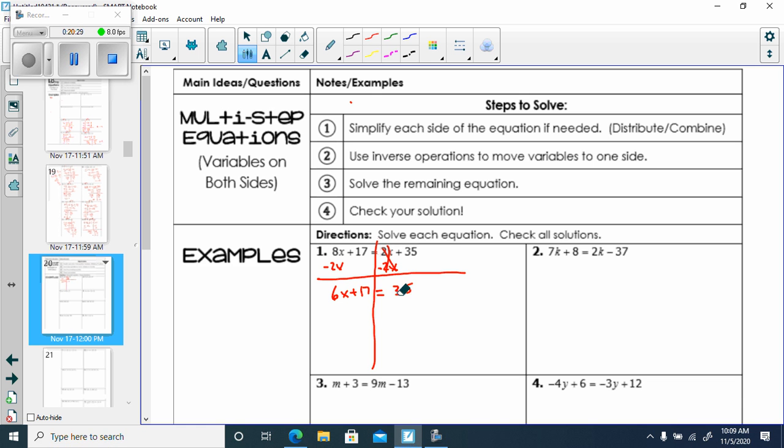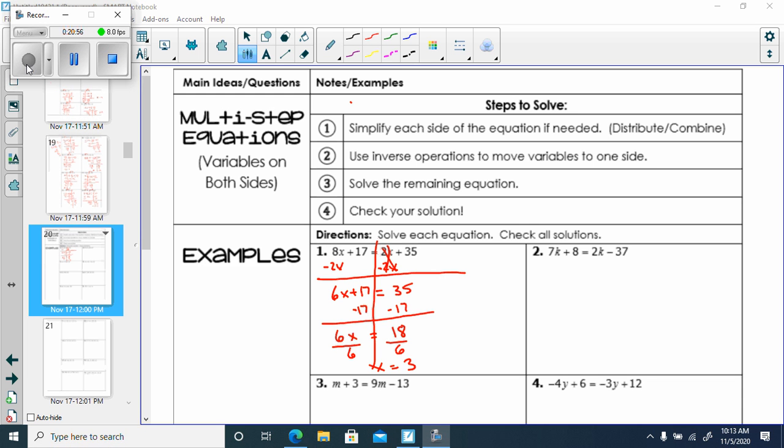Now, this is just down to a simple two-step equation. At this point, wouldn't I subtract 17 from both sides? 6x would give me 18. What do I do now? Divide by 6, and x is what? X is 3. Okay?